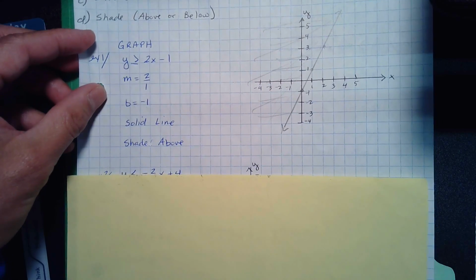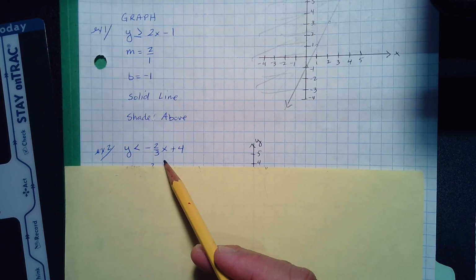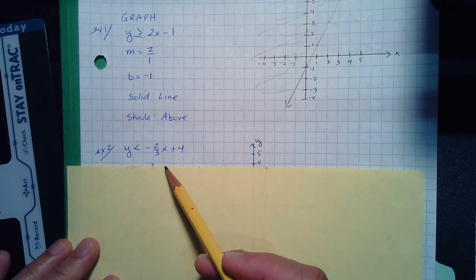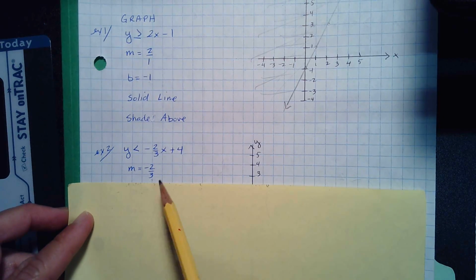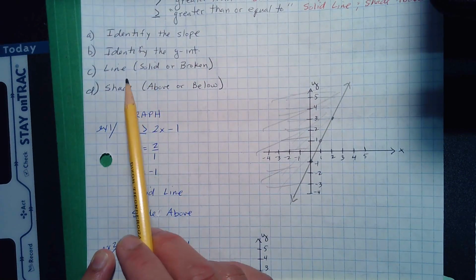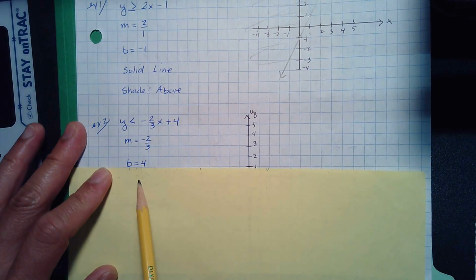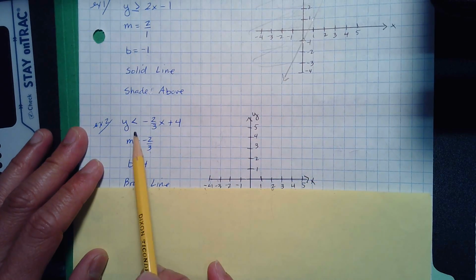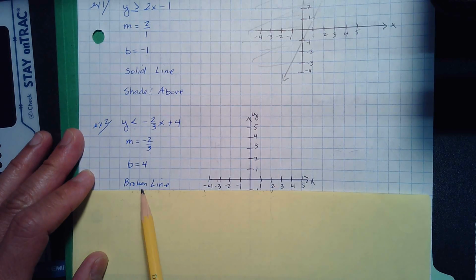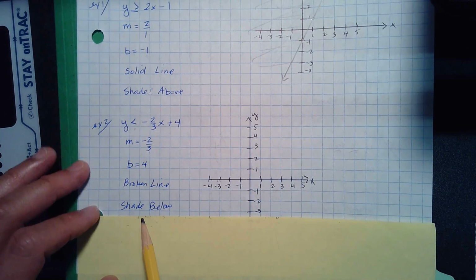Example 2, we have y less than negative 2/3 x plus 4. Again, identify the slope. Slope is negative 2/3. Next, identify the y-intercept. The y-intercept is 4, just like in 6.1, graphing a line. There's no equal sign, so the line is broken. No equal sign, broken line, and that's less than. Less than means we shade below.